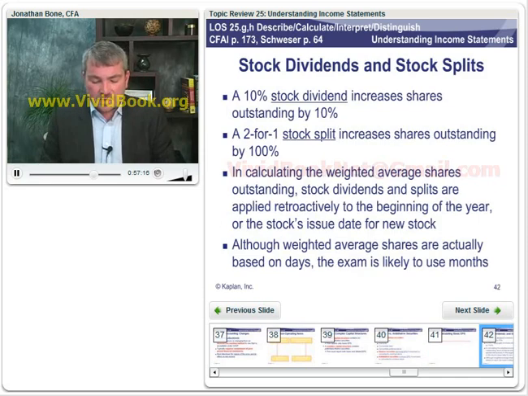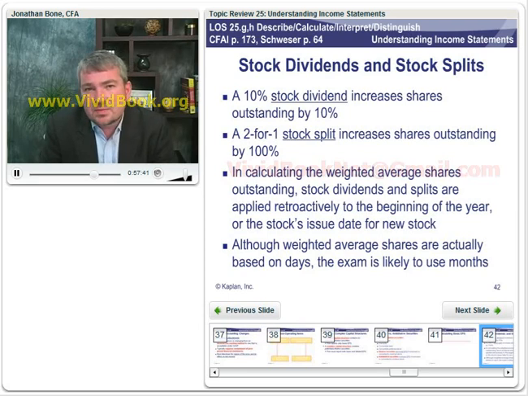Okay, let's talk about the treatment of stock dividends and stock splits. A 10% stock dividend will simply increase the number of shares outstanding by 10%. But remember, stock dividends and stock splits are essentially cosmetic transactions. They increase the number of shares, but no cash is received by the company. As a result, automatically they would cause EPS to fall.